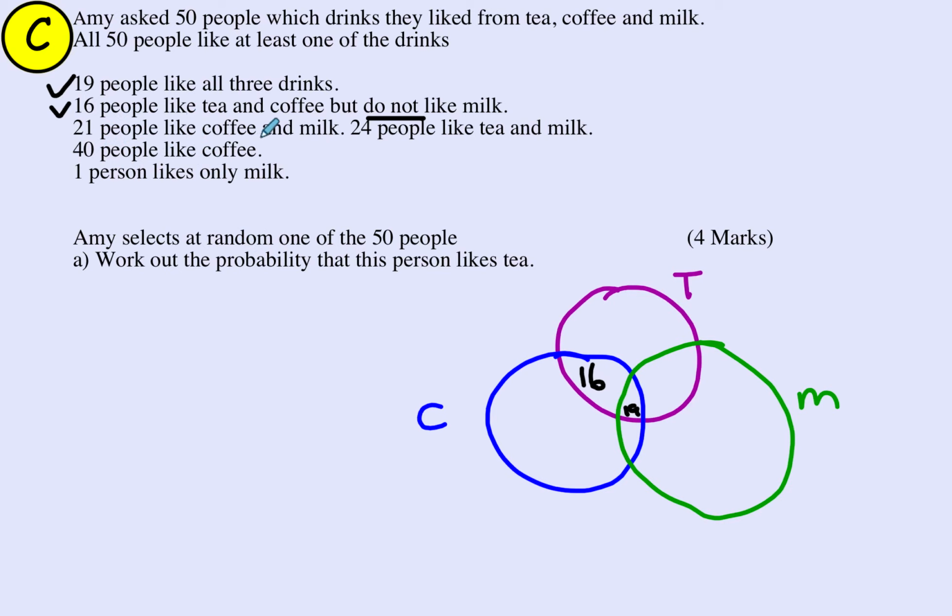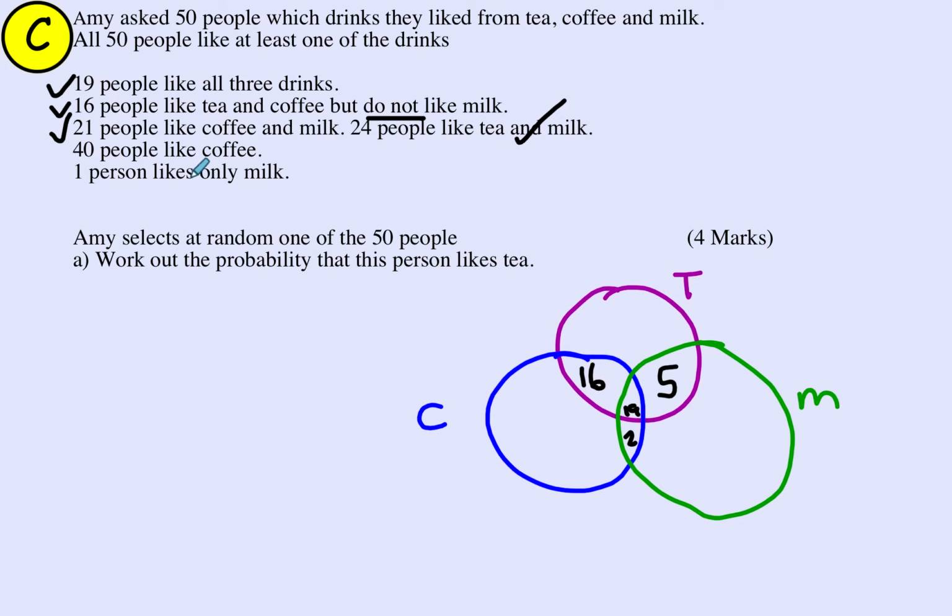21 people like coffee and milk. Okay, so we know 21 people like coffee and milk, so coffee and milk is here, and that space is 21, so therefore this must be 2. Yeah, so that combines to give me that 21. We've got another piece of information here. 24 people like tea and milk. Tea and milk is this space, which is 24. So this must be represented by 5. So now I've crossed out that bit.